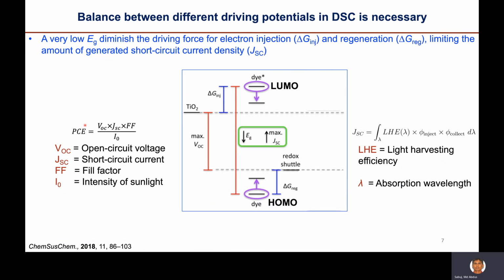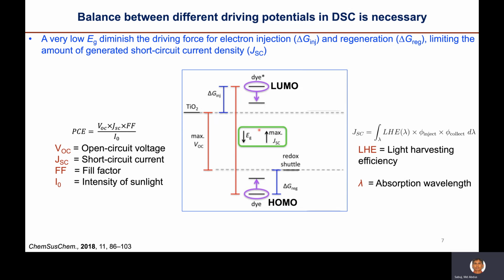The power conversion efficiency of a DSC is calculated using this equation. To increase the power conversion efficiency, we need to increase the open circuit voltage, short circuit current, and the fill factor. Here, we will mainly focus on the diradical character parameter, which is directly related to the dye, and two other important parameters, the electron injection efficiency and dye regeneration efficiency.